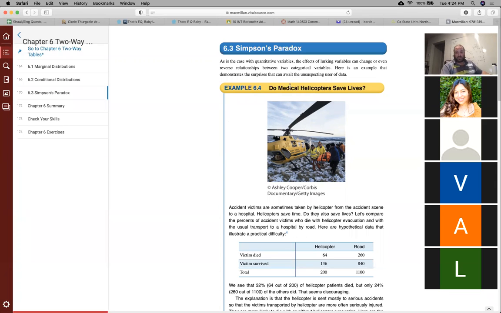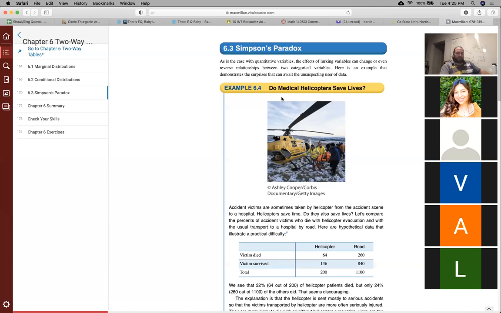So let's look at the following example, which is going to be basically the example for today. Do medical helicopters save lives? If somebody asked you whether or not helicopters save lives, just without any analysis, without any study, what would your answer be? Yes or no? I mean, you would think that they do. Otherwise, why would we use them?